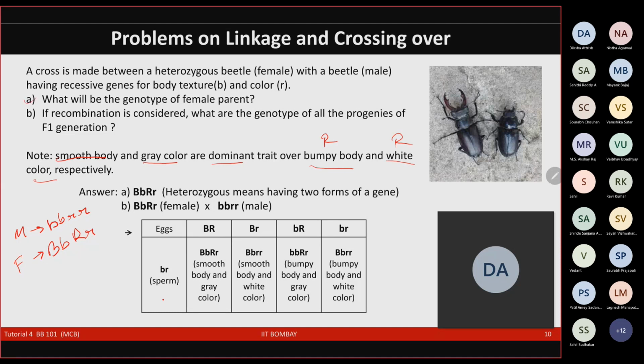Okay. So the first question has been answered: what is the genotype of the female parent? Now, if recombination is considered, what will be the genotypes of all the progenies of the F1 generation? So now you have the male genotype, you have the female genotype. Now you have to perform a cross between these two.